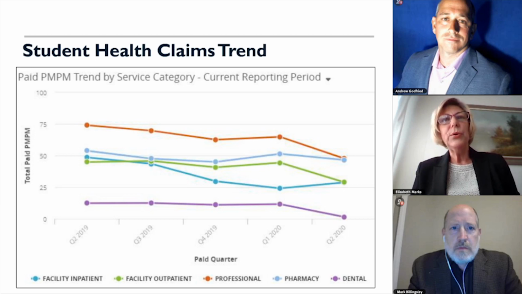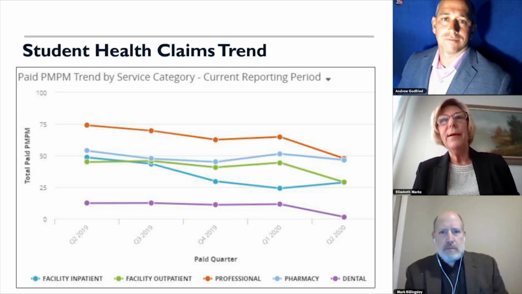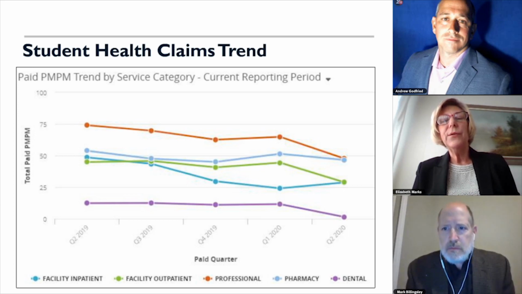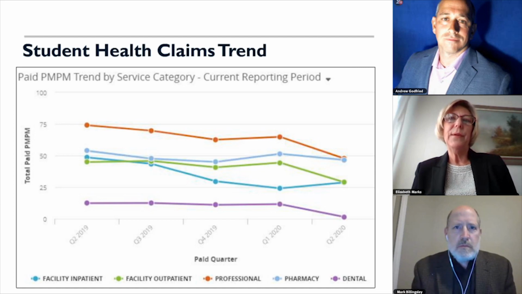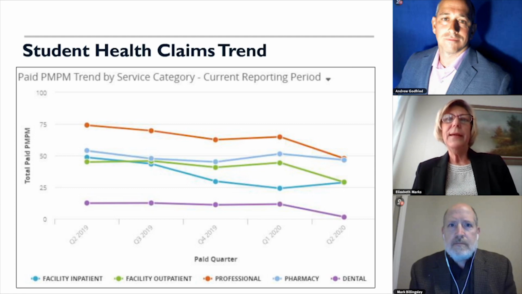The pharmacy, the blue line, looks pretty level, but we would expect those claims to go up if students aren't accessing the health center, if they're studying off campus. They may go to outside pharmacies where the prescriptions are more expensive. The facility outpatient, we see it has a downward trend. Again, these are elective surgeries, knee surgeries, and musculoskeletal injuries that we see a lot in student health. And again, there's a downward trend here.